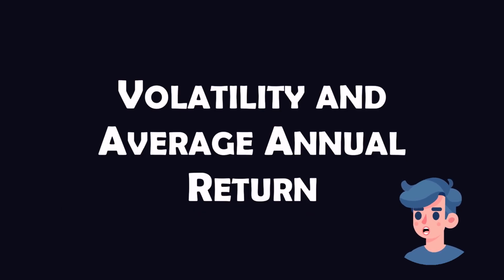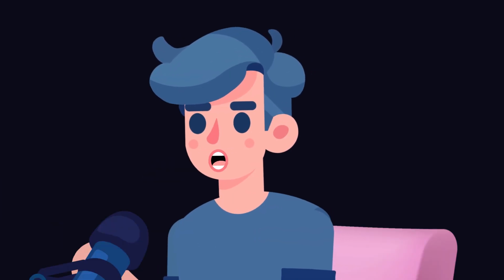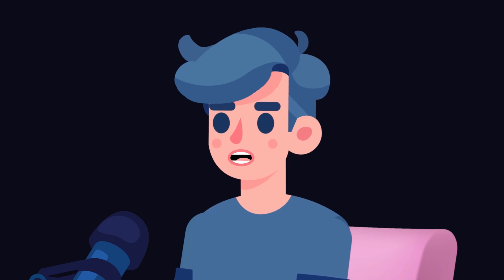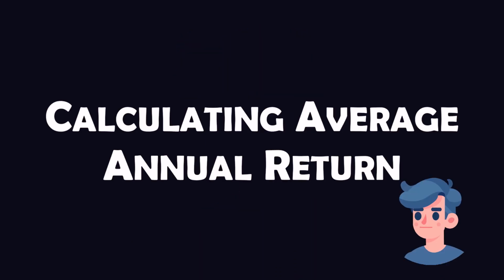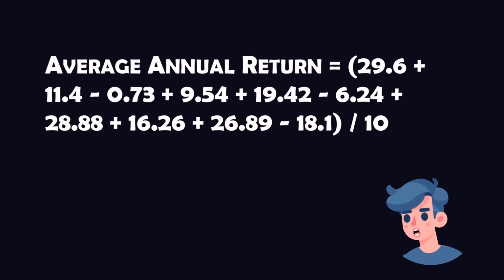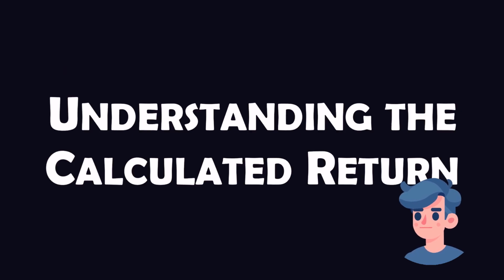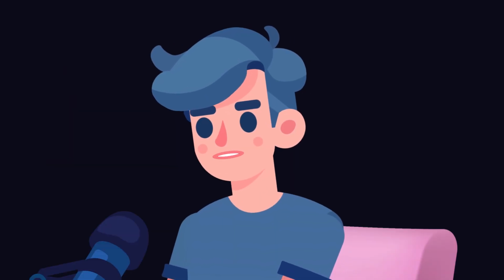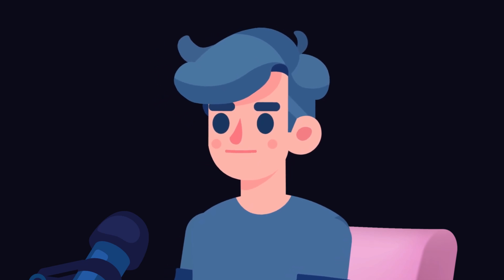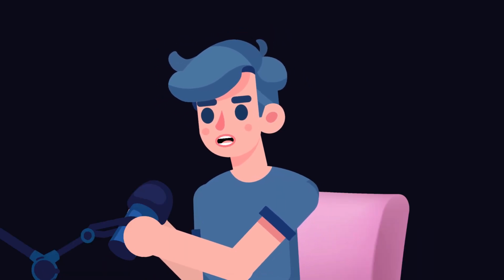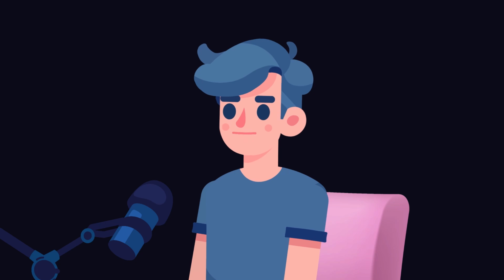You might notice that some years have positive returns while others have negative returns. This is natural market volatility. Average annual return takes these fluctuations into account to give a smoother growth rate. Let's calculate the average annual return for this 10-year period. Add each year's return and divide by the number of years. This gives us a simple average return. Using our equation, the average annual return is approximately 11.96%. This average can help you set realistic expectations and plan your investment strategy.